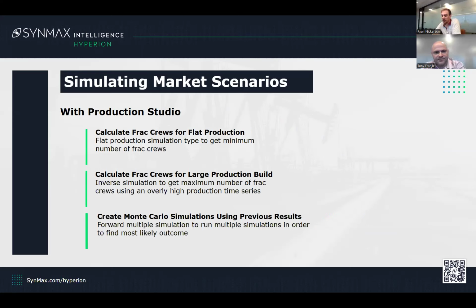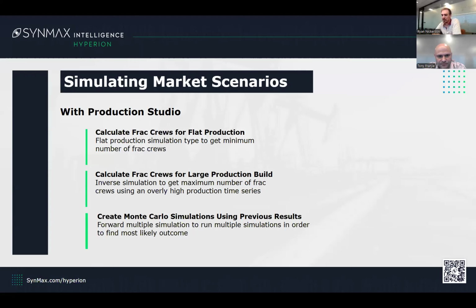So I wanted to try to hit as many of the tools in the simulations as possible. So we're going to do this in three steps. First step using the Excel add-in, the second step using the SynMax front end, and then the final step using the Python client. So those are currently the three ways to access Production Studio.